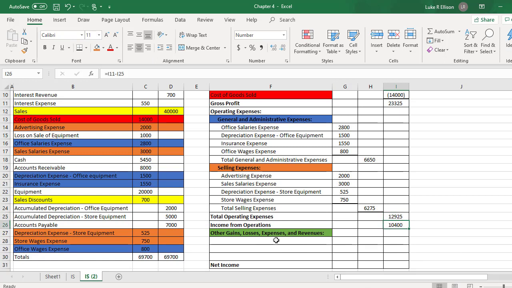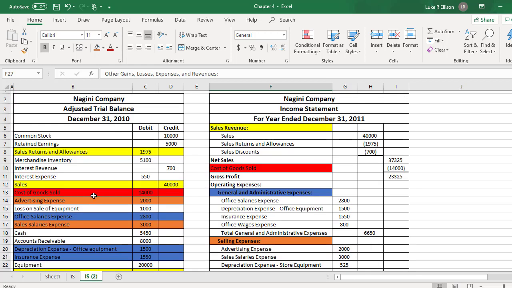Finally, we have a section for the other gains, losses, expenses, and revenues. This is going to be a catch-all for any accounts we haven't used yet that go on the income statement. Now, there are many accounts on here that don't go on the income statement, such as assets, liabilities, and equity accounts, which go on the balance sheet. So we're going to leave those off.